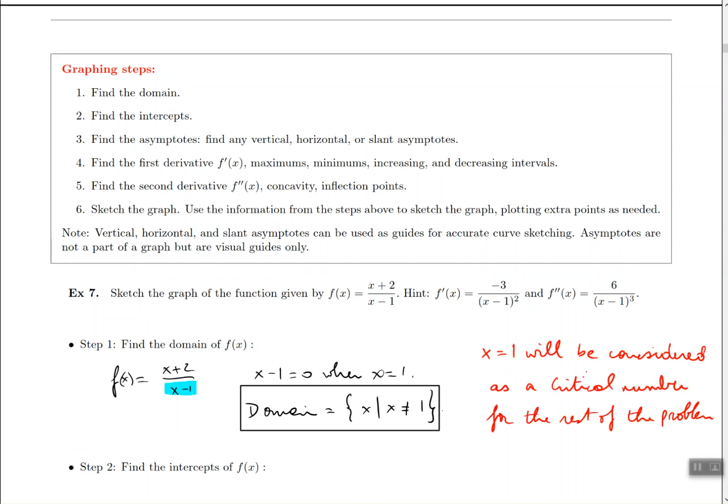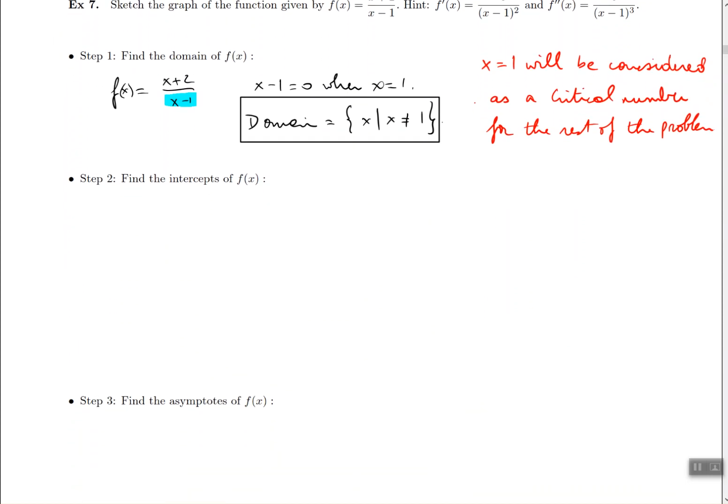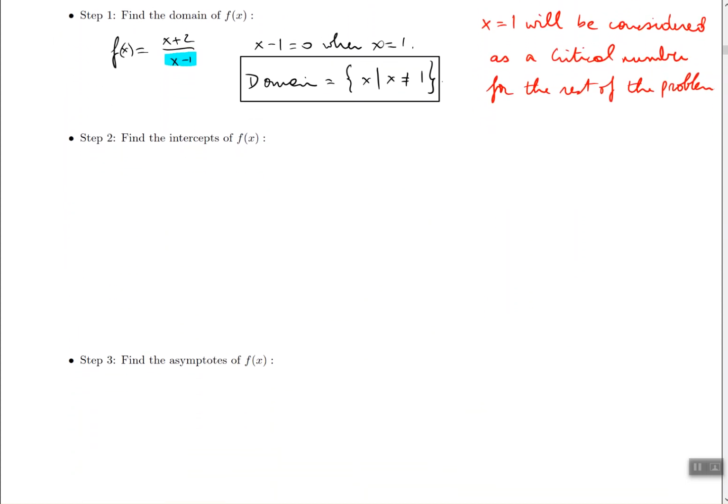Okay, so let's continue by finding the x and y intercepts. So step 2 is to find the x intercepts and the y intercepts. There are two kinds of intercepts. Let's start with the x intercepts. To find the x intercepts, we're going to let y equal to 0.